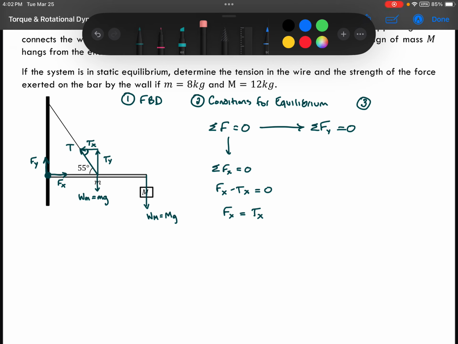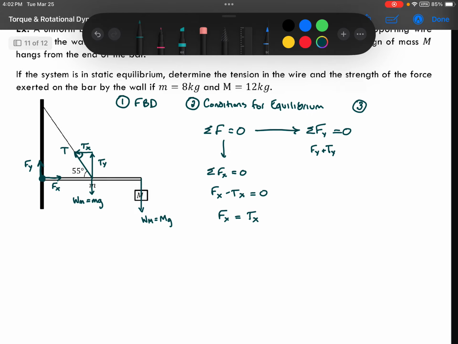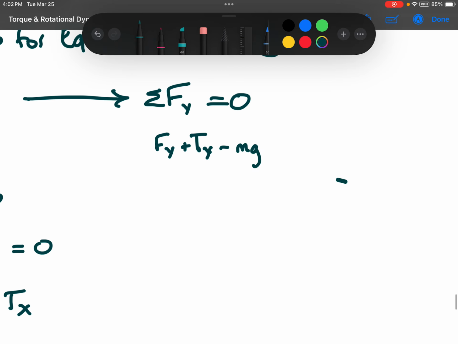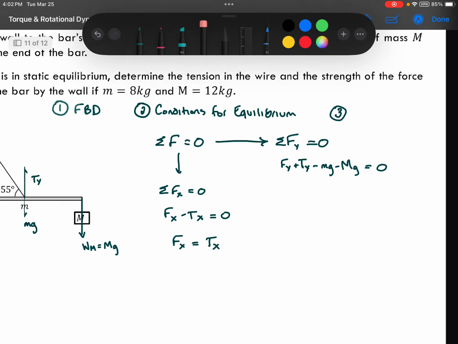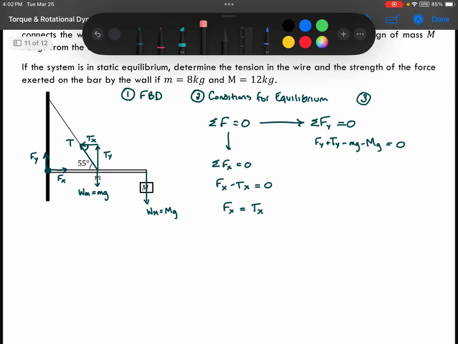And then we want to look at the net force in the y direction. And there's a little more going on there. Let's call up positive. So we have Fy and Ty. Fy plus Ty are up, but then both of the weights are down. So minus little mg minus big mg. And that sum has to equal 0 as well. And so for now, I'm just going to leave that one as it is, but it could come in handy later on. So that's our first condition. The net force has to be 0.